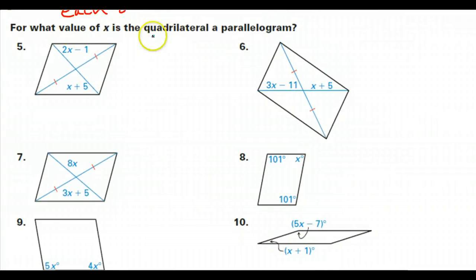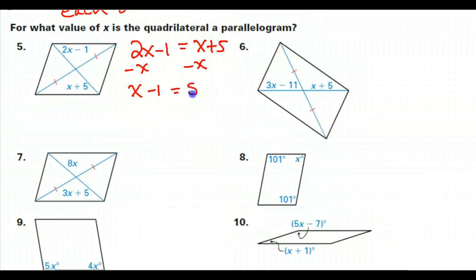For what value of x is the quadrilateral a parallelogram? Well, if it's a parallelogram, the diagonals bisect each other, meaning these pieces should be equal to each other. So that should be your answer number 5.